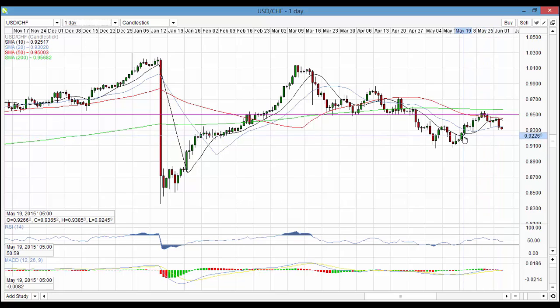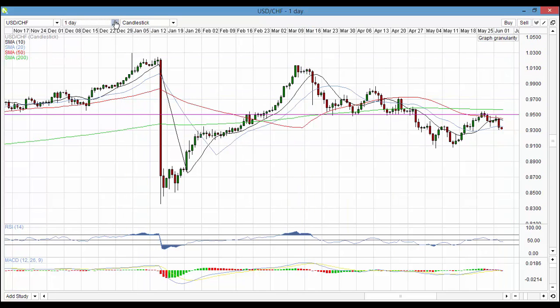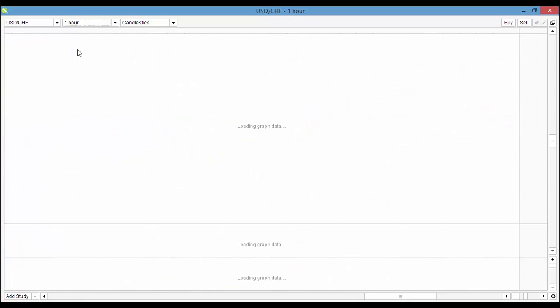Now the next level that we can spot right over here is sitting around the 93 level. It is not as strong as this level of 95, but we still need to note that level. So I'll be looking for opportunities once the market breaks down through this level. So let's go down the time frame and see if we have a nice downtrend on the lower time frames.